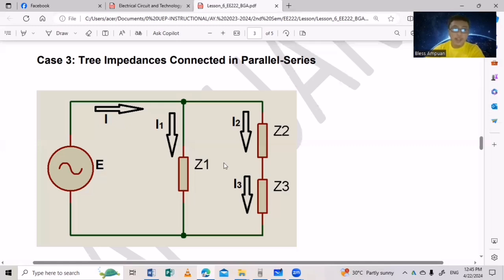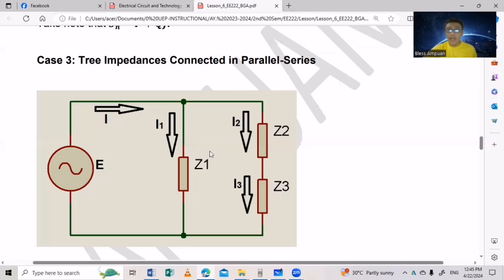So those are the three cases, or I think there are a lot more cases, but if you analyze cases number 1, 2 and 3, you could observe how to get the total impedance, then the total or apparent power, and also the current and voltage for each.